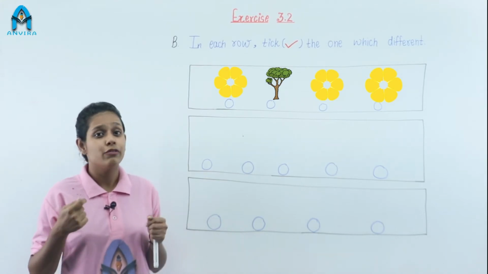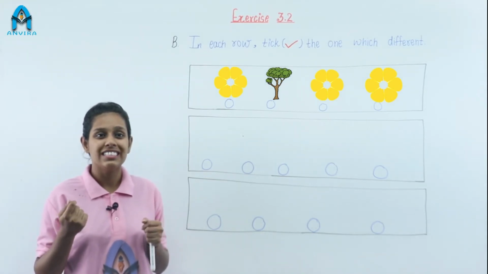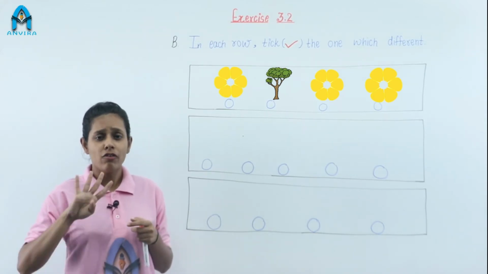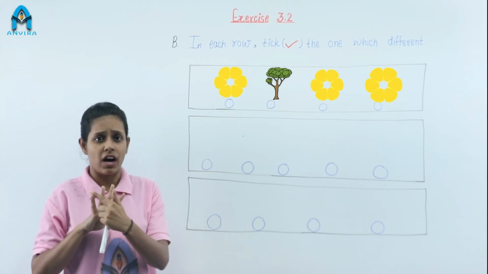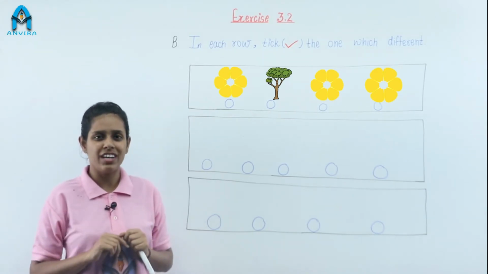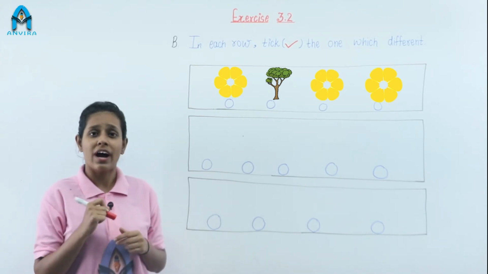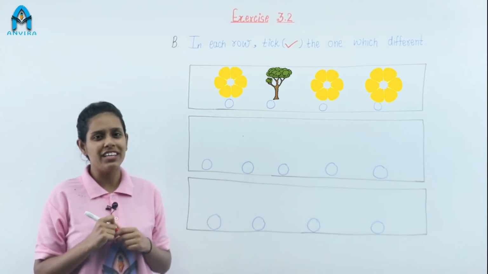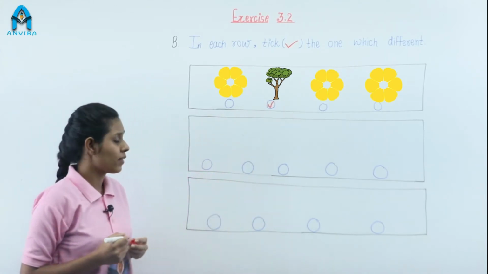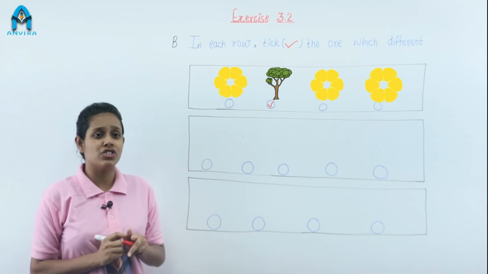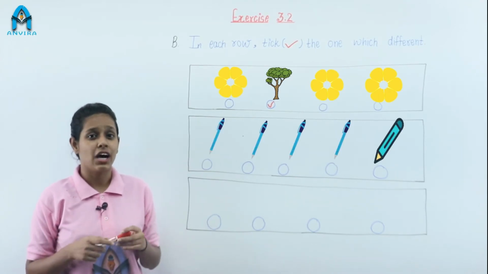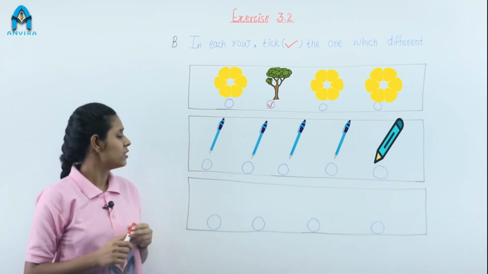Now tell me which is different one? Yes, tree is different. We have 4 pictures. 3 are flowers and 1 is tree. That's why tree is the different one. So you have to tick the tree. Now look at the next picture. What do you see in this? Pens. How many pens? Let's start.